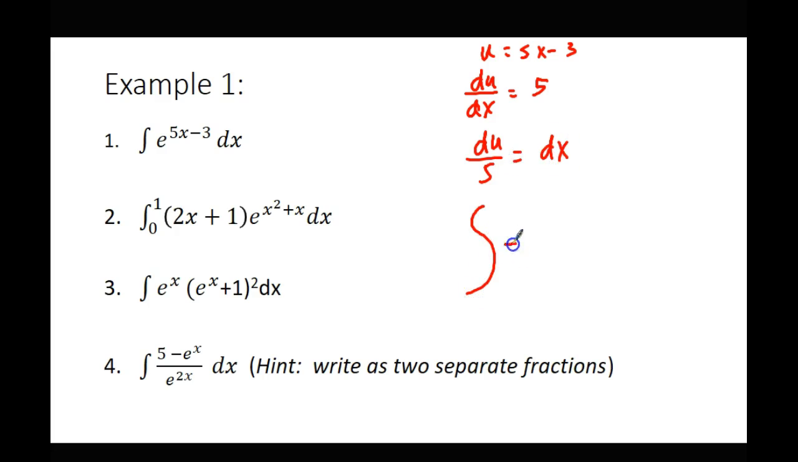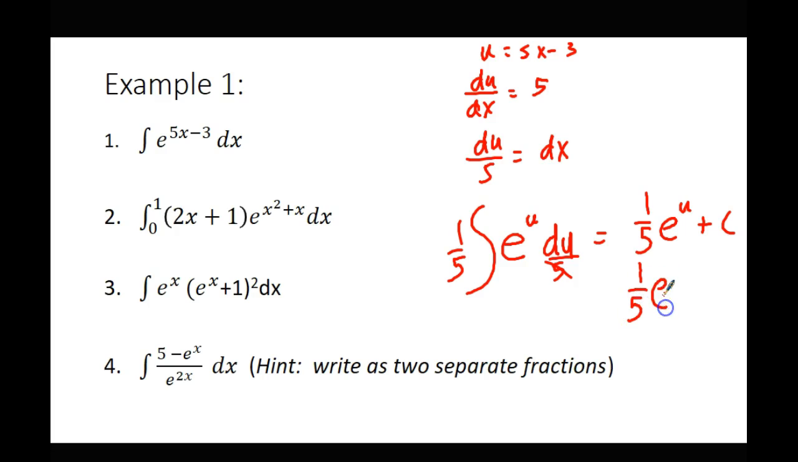Let's rewrite our integral now. So now it's going to be e to the what? e to the u. And then dx is going to become du over 5, right? But I'm going to just put the 1/5 out here. And so what's the integral of e to the u? It's e to the u. Keep the 1/5 in the front, right? Don't forget your plus c. And then we're going to replace u with what it was originally, 5x minus 3.